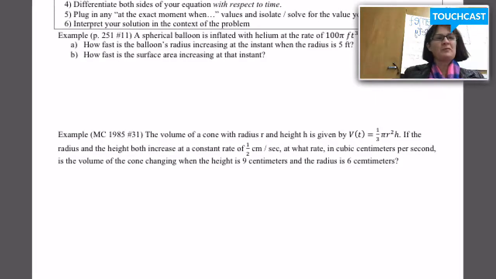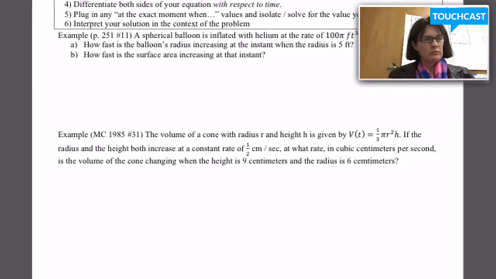So check out this next example, it comes from the multiple choice test from 1985. I have a cone, and the radius and the height of the cone are both increasing at exactly 1/2 of a centimeter per second. The question is, at what rate in cubic centimeters per second is the volume of the cone changing at the exact moment when the height is 9 centimeters and the radius is 6?